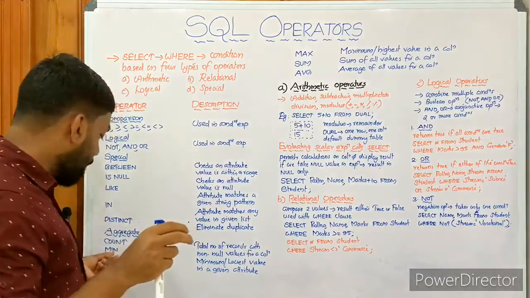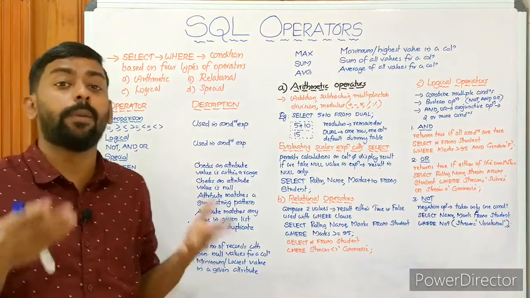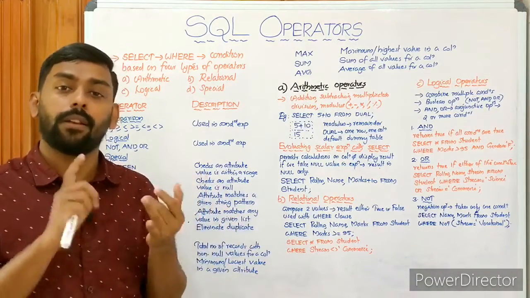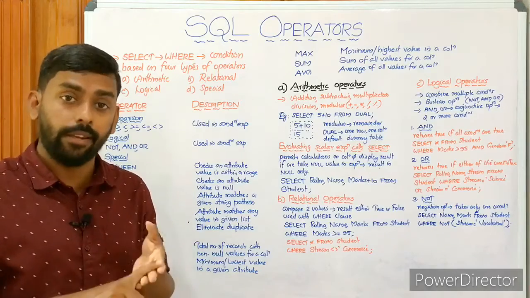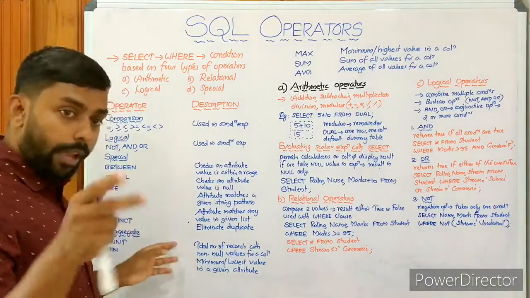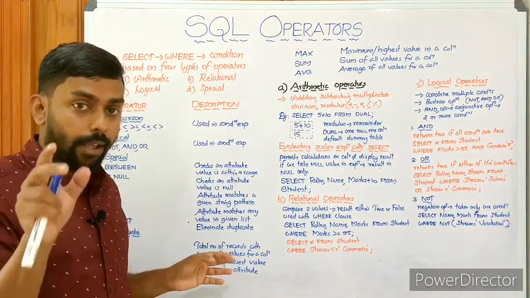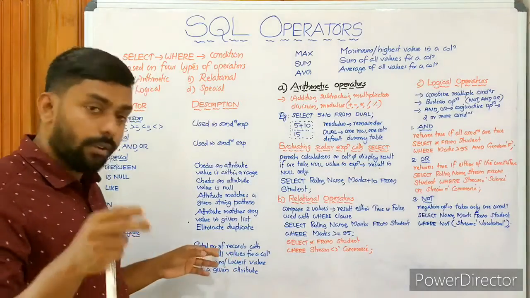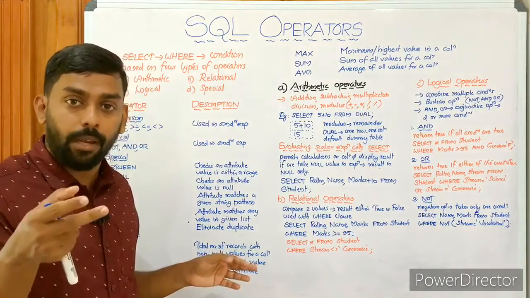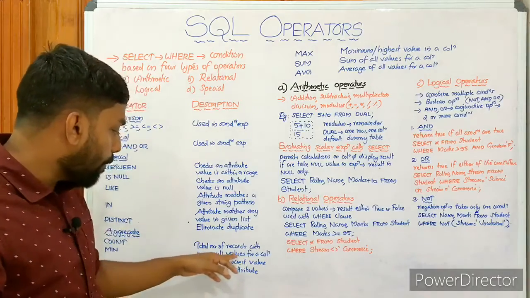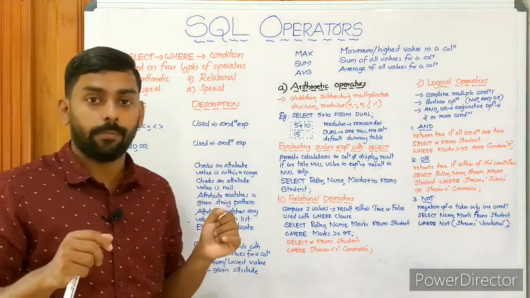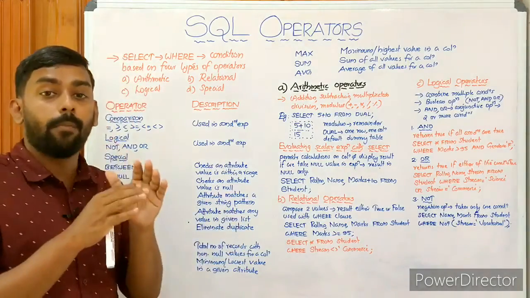Then min, of course, stands for minimum. Minimum can be applied with integer, floating, character, and date. Count can also be applied to any data type, for example, count of marks, count of name. Then minimum is the lowest value in a given attribute. Actually min returns the minimum or the lowest value.